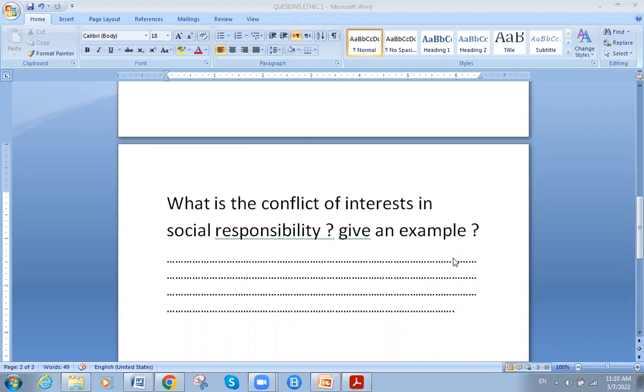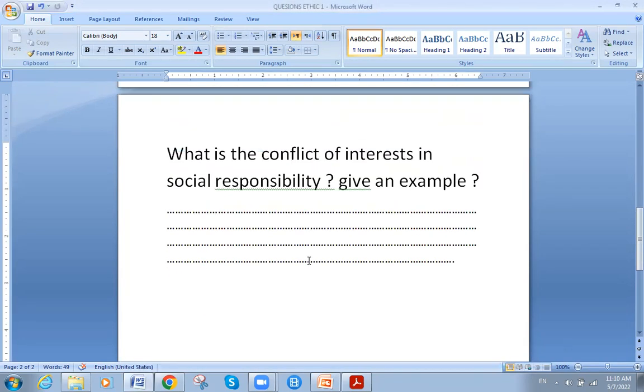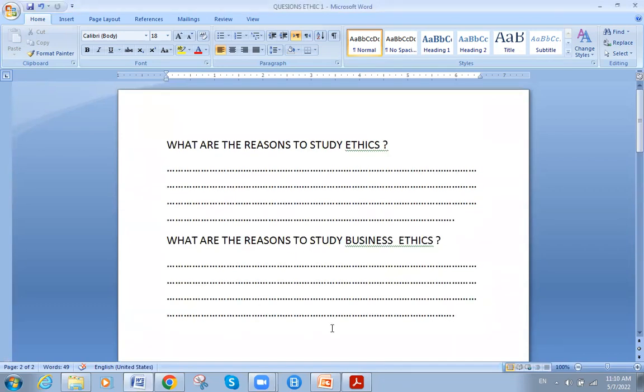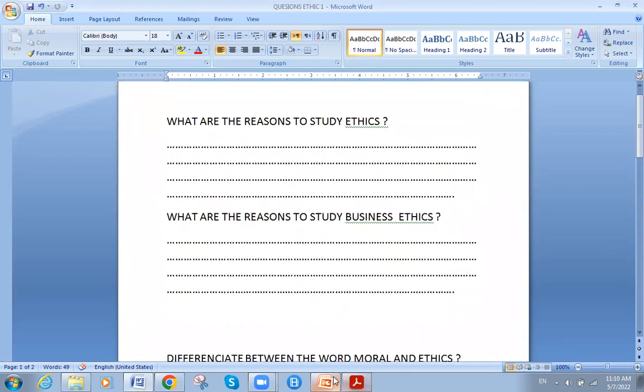So you choose a high level of profits with an evil country without social responsibility, or you choose a high level of social responsibility with lower profits. This is a conflict of interest. This is the meaning of the conflict of interest. So this was a point that we handled.